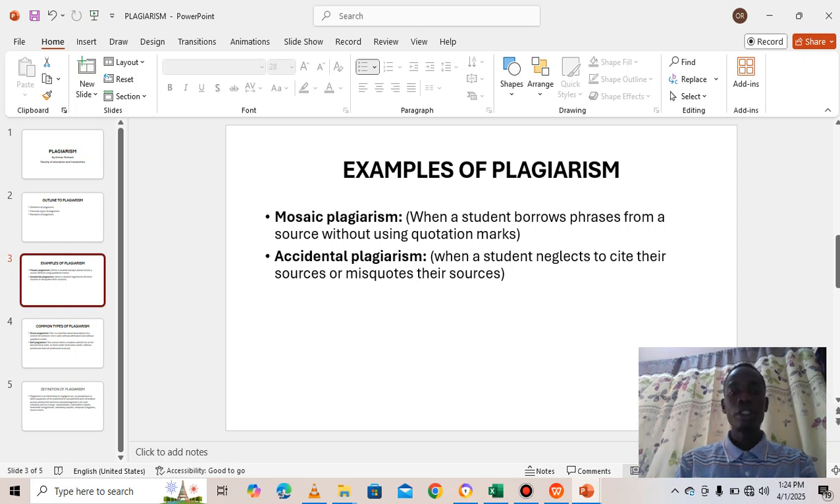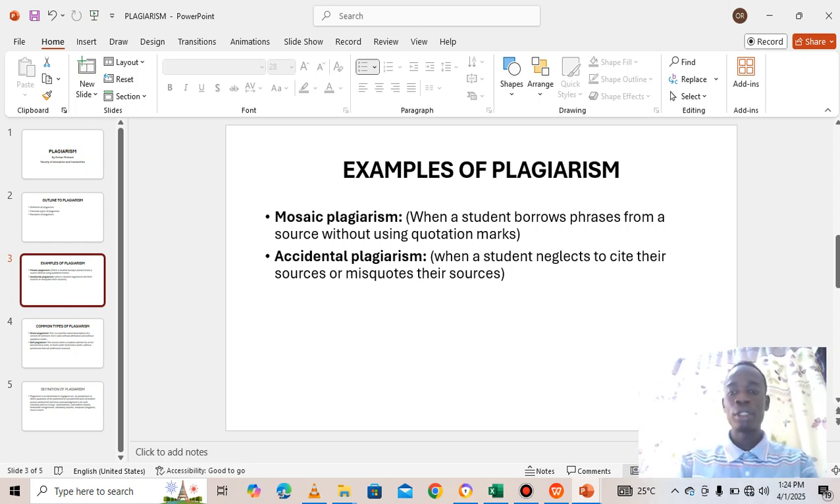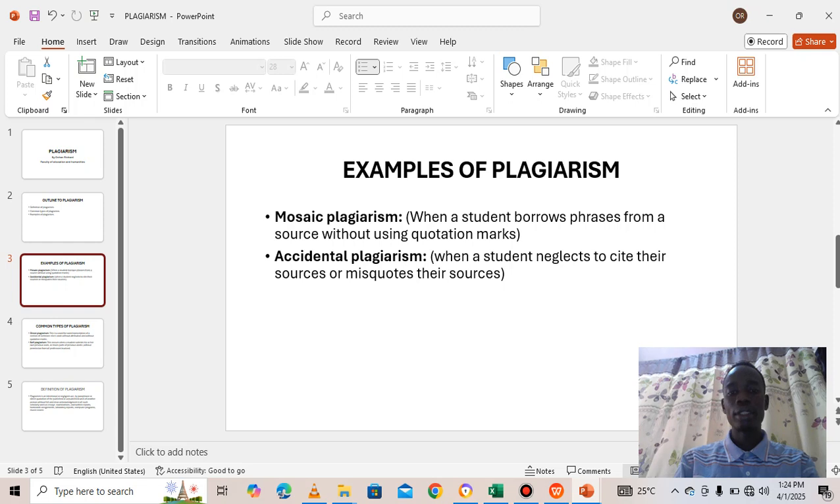Then also we have what we call accidental plagiarism, when a student neglects to cite their sources or misquotes their sources. This is a case whereby, in the part for citing, someone doesn't cite, or misquotes, or even neglects to cite the work, so this brings what we call accidental plagiarism.